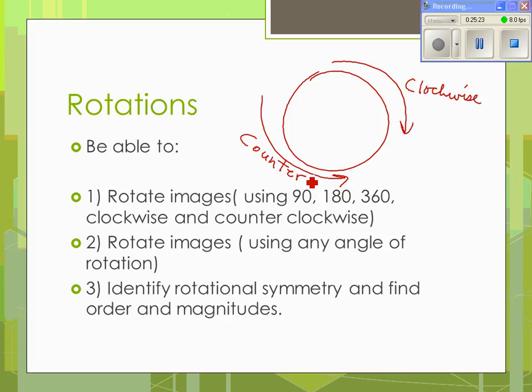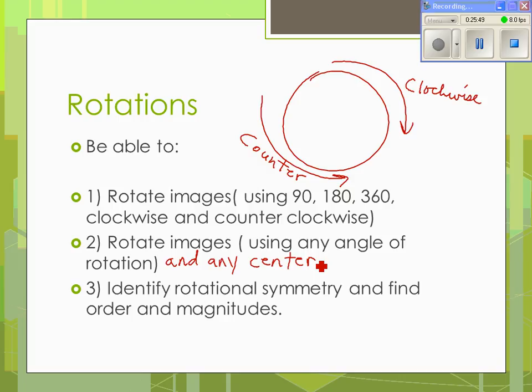Also, be able to rotate images using any angle of rotation and any center. I should put that on here also. And any center of rotation. Those are gonna be the more difficult ones. The others, you guys are intelligent enough that you can follow the rule and get all that. It's when you start putting it out somewhere else.